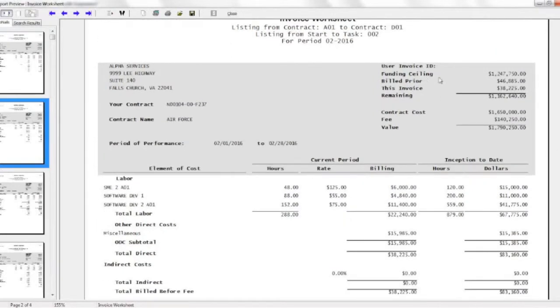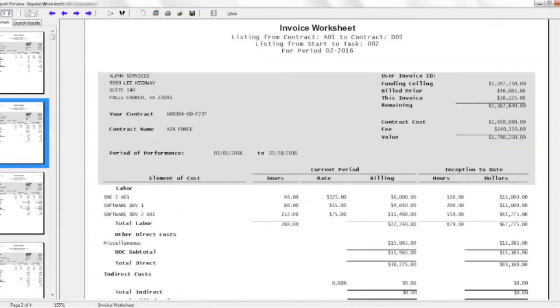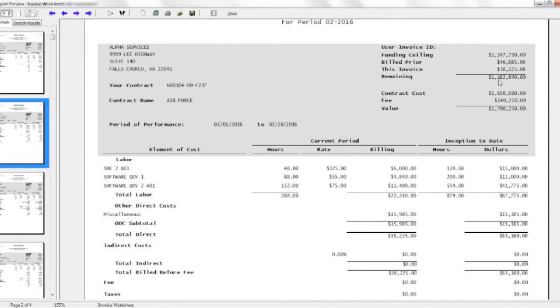And again, the reason it's called a progress bill is you've got your funding, how much has been billed prior, how much is this invoice for, and what remains. So effectively, you're working against the entire value of the contract, and you have an amount remaining. And again, that goes back to the limitation of funds as well. When you hit the 75% of the funding ceiling, that's where you'll trigger off that notice to your contracting officer in this particular case.